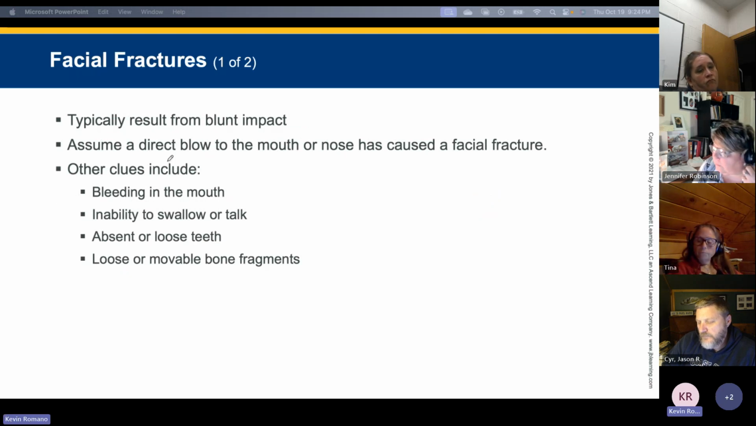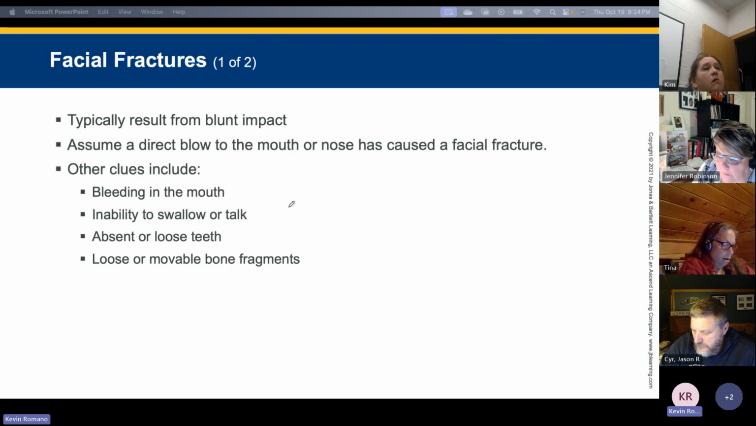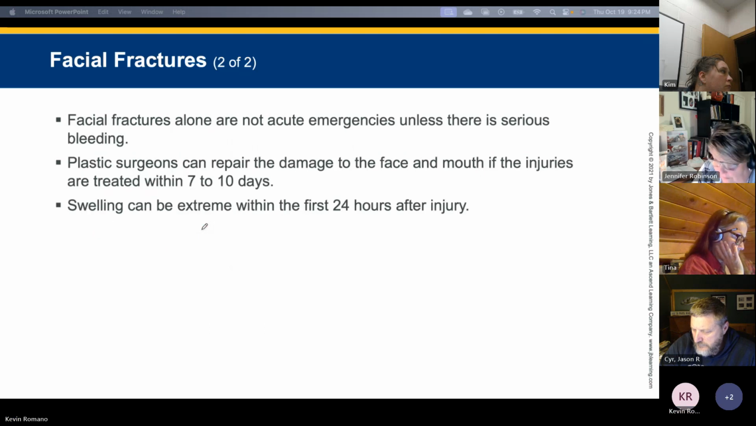Typical result from blunt trauma, blunt impact, or facial fractures. Assume that a direct blow to the mouth or nose has caused facial fractures, right? Because facial bones can break pretty easily. Signs and symptoms would be bleeding in the mouth, inability to swallow or talk, absent or loose teeth, or movable bone fragments. So when you're doing your facial assessment, you have to look in the mouth for missing teeth, right? Fractured teeth, not just ones that fell out from rot. All right.